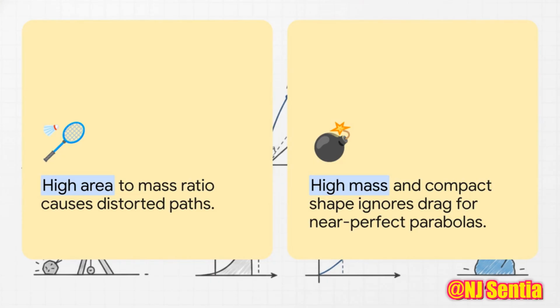So the reason different objects react so differently to all this drag all boils down to the ratio of their surface area to their mass. Take a badminton shuttlecock, for example. It has a massive surface area, but very little mass, right? So its path gets violently distorted by the air. On the absolute opposite end of the spectrum, you have a heavy, compact cannonball. It basically just ignores air resistance altogether, slicing right through the atmosphere to trace out a near-perfect parabola.